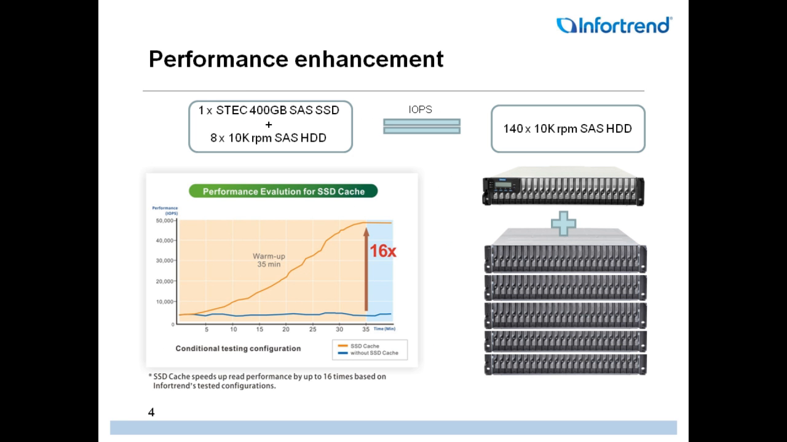Infortrend testing shows us that with just one 400 gig SSD alongside 8 10K RPM SAS hard drives, IOPS goes from around 3,000 to a massive 48,000, or a 16-fold increase. To get that kind of performance without SSD cache, we'd have to use an incredible 140 10K RPM SAS hard drives in total, which of course would be prohibitively expensive. SSD cache therefore unlocks a very cost-effective and immediately noticeable performance boost.